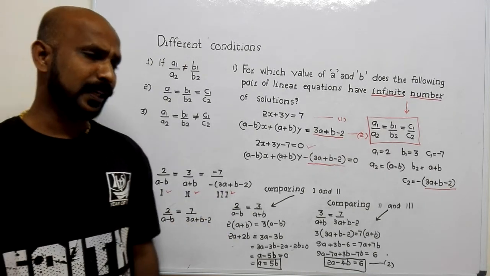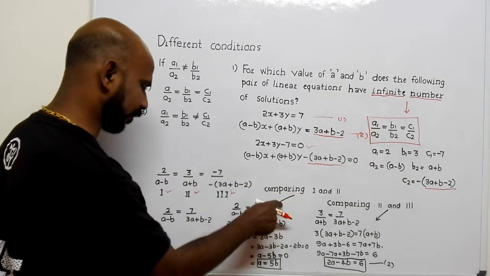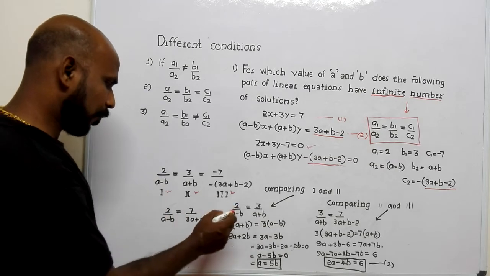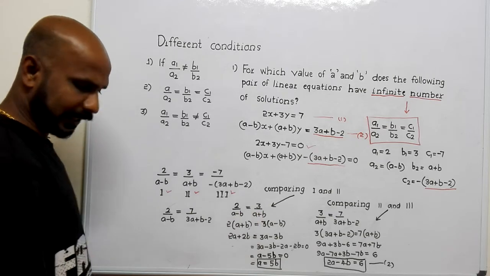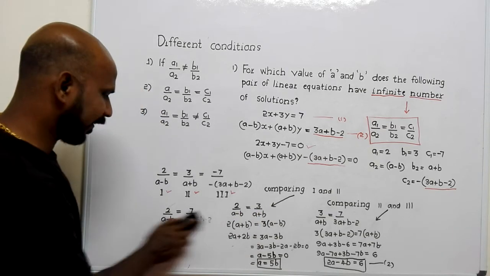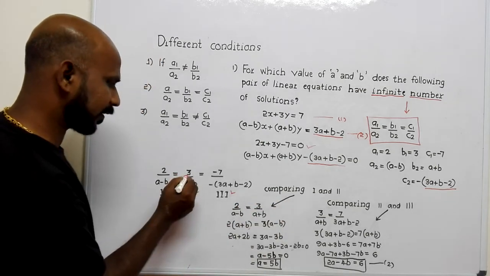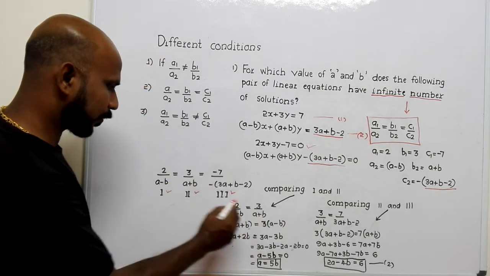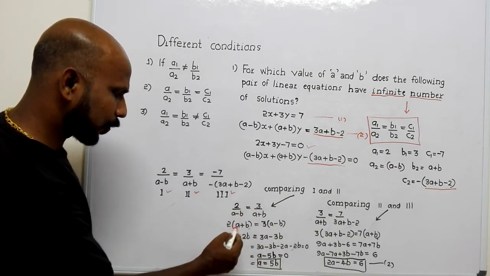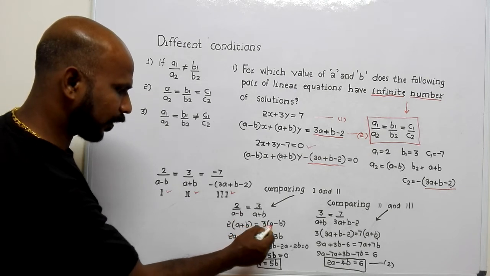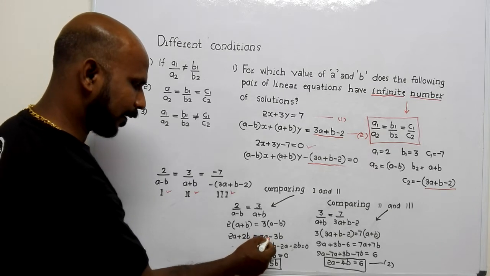Then we are going to compare equation number 1 and 2. Here equation number 1 and 2. See, 2 by A minus B equal to 3 by A plus B. That is the first condition. Okay. So we will select equation number 1 and 2. This is equation number 1, this is equation number 2. Then equation number 1 is 2 by A minus B equal to 3 by A plus B. Then if I go for cross multiplication, 2 of A plus B equal to 3 of A minus B. Then 2A plus 2B equal to 3A minus 3B.